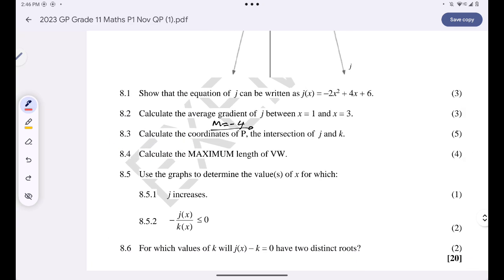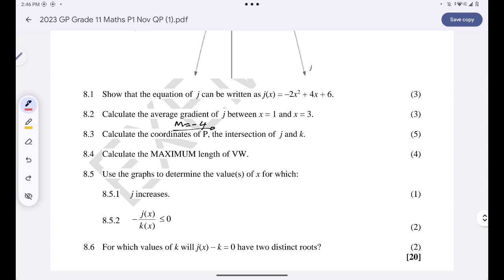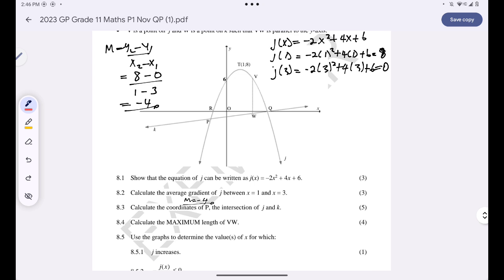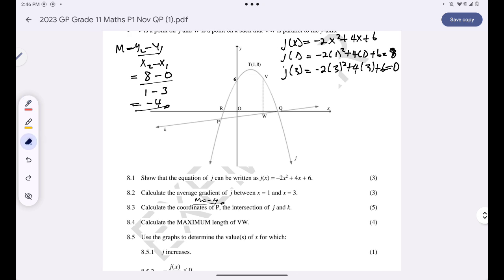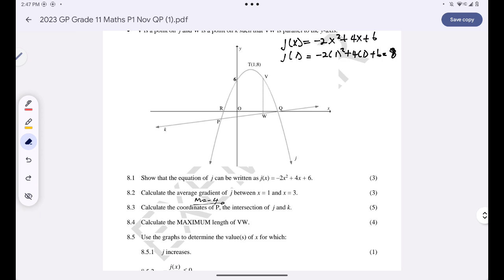Okay, and now I'm supposed to calculate the coordinates of point P, the intersection of J and K. Where's point P? There's point P over there. For a point of intersection, guys, always, I just need to equate the two graphs and then solve for x. I'll simply say J of x is equal to K of x.